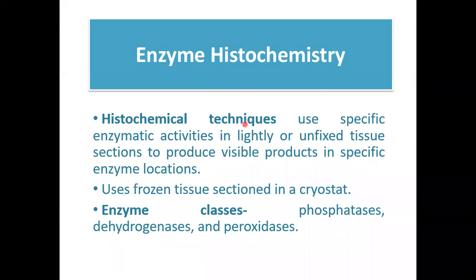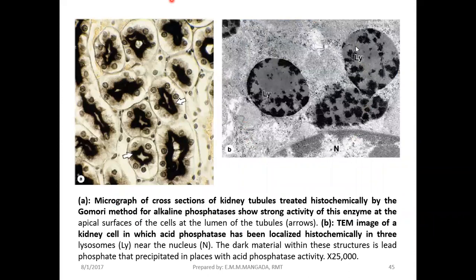Okay? So guys, now we have here an example of your specimen processed histochemically. If you can see, these are micrographs. In letter A, it's a micrograph section of the kidney tubules, okay? And it's stained using your Gomori method for alkaline phosphatase. So if you can see, guys, the areas pointed to by these arrows mean that in these areas we have activity of the alkaline phosphatase.